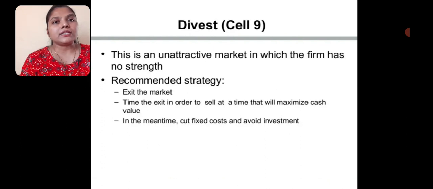Then the last cell, that is the ninth cell, is the divest cell. This is an attractive market in which the firm has no strength. The recommended strategy for cell 9 is to exit the market, timing the exit in order to sell at a time that will maximize cash value. In the meantime, cut fixed cost and avoid investment.